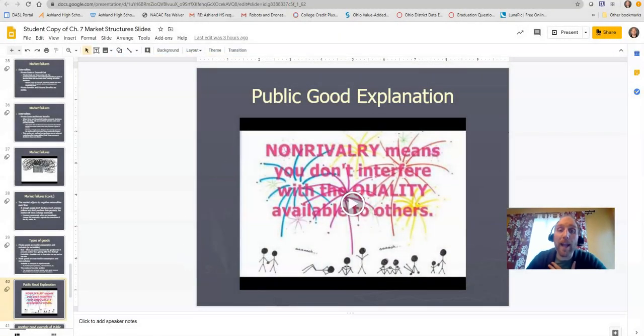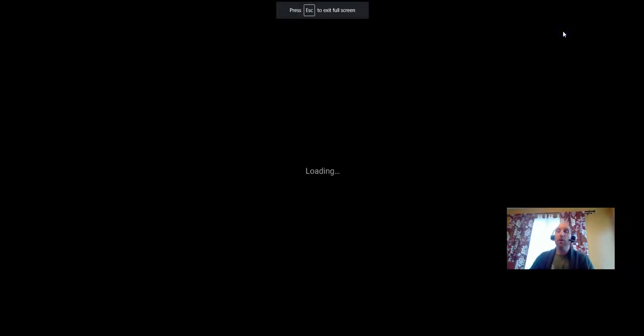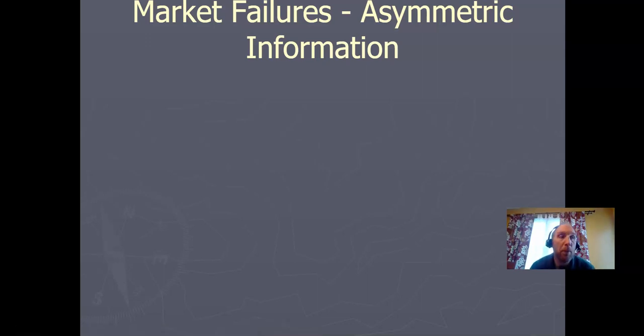So let's go ahead and move into our last example of a market failure. We've gone over that markets fail to allocate resources when they're imperfectly competitive. Markets fail to allocate resources well when there are externalities. Yesterday we learned that markets fail to allocate resources well when they need to produce public goods and services. Today we're going to do the last broad topic, and we call it asymmetric information.